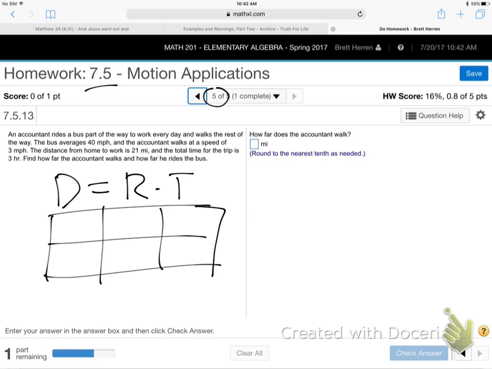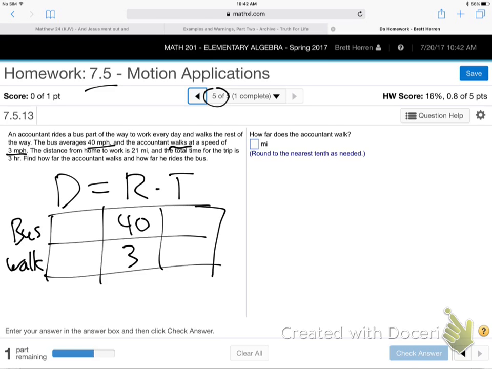Okay. So basically, this accountant gets to work, and he does it by riding the bus part of the way, walking part of the way. So he does both those things. So the two things we have up here are bus and walk. So those are the two kinds of parts of the trip. So the bus averages 40 miles an hour. That's the rate for the bus. And he walks at 3 miles an hour. That's the rate for walking.